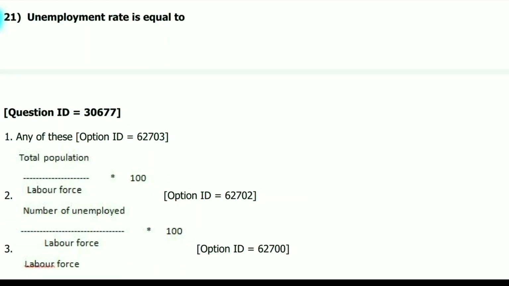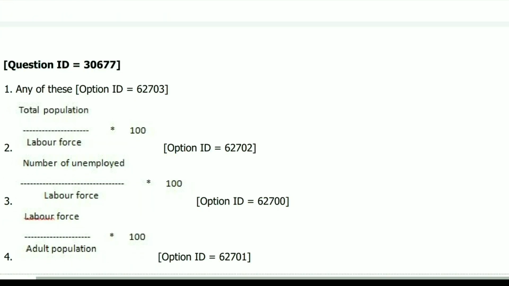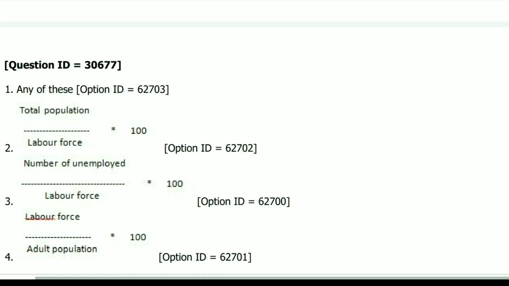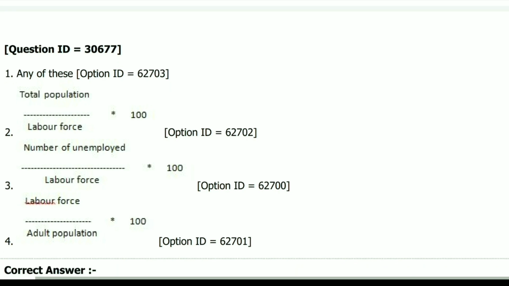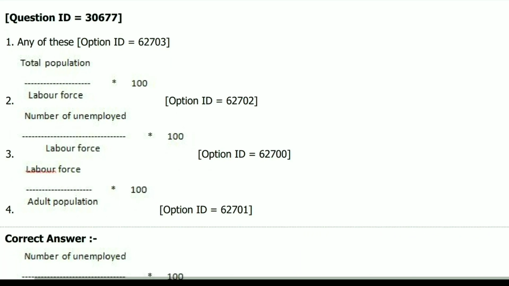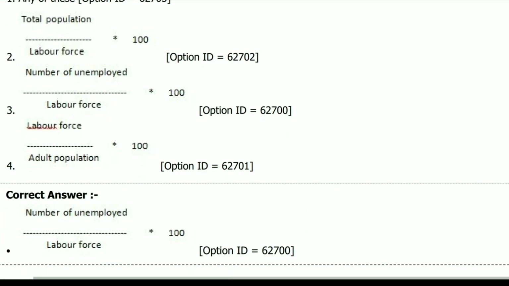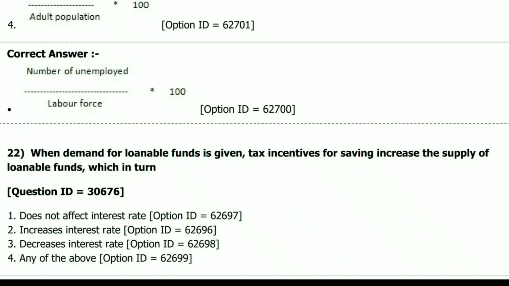Next, unemployment rate is equal to, options: any of these, total population by labor force into 100, number of unemployed by labor force into 100, labor force by adult population into 100. The answer is number of unemployed by labor force into 100.